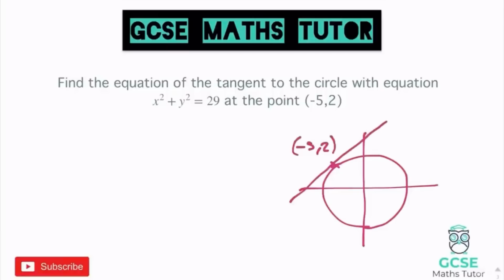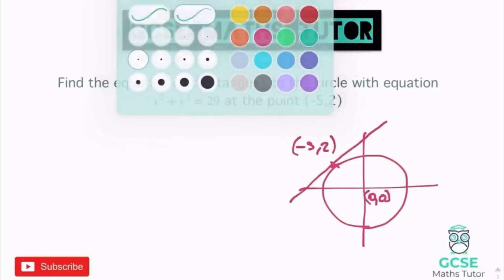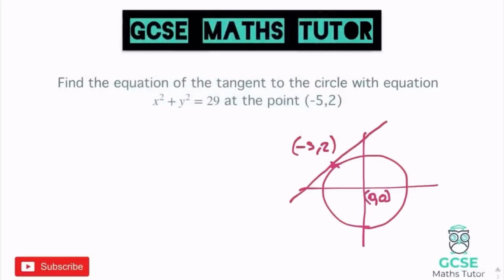Minus 5, 2. And again, centre 0, 0. Let's think about what this would look like. So drawing in our gradient, our radius, sorry, and thinking about what the lengths are this time. Obviously, the gradient of the radius this time is going to be negative, because the radius is sloping downwards. So the change in x goes from negative 5 to 0, which is positive 5, and the change in y goes from 2 down to 0, so that's minus 2. That's why we're going to get our negative gradient here as well.